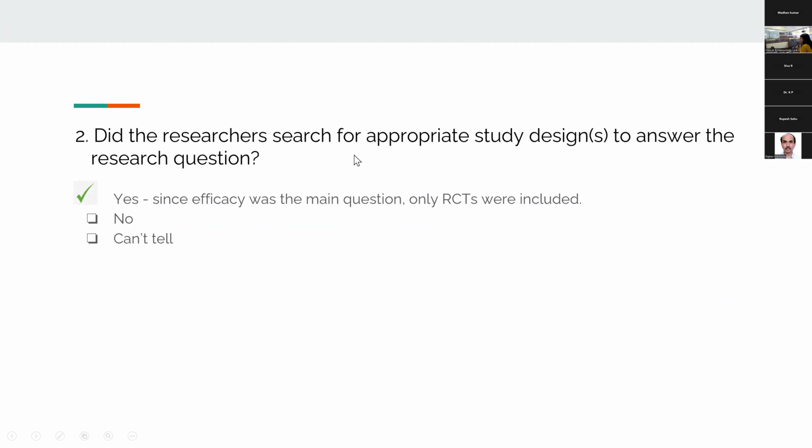So did the researchers search for an appropriate study design to answer the research question? Because efficacy was the main question they were answering, they have taken only RCTs.